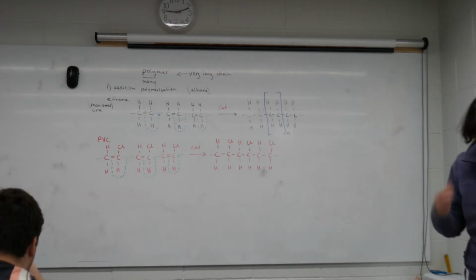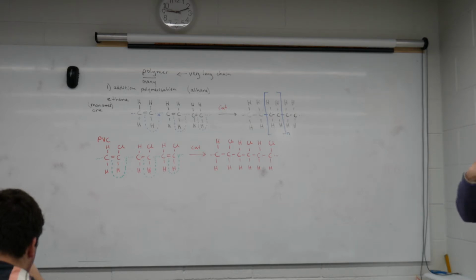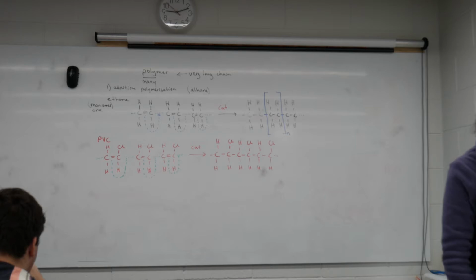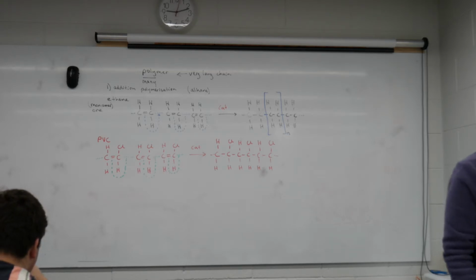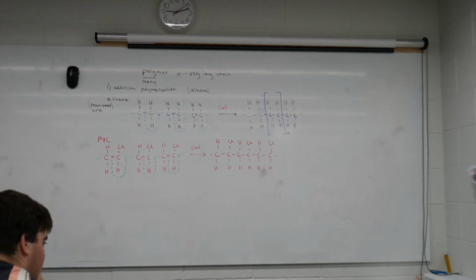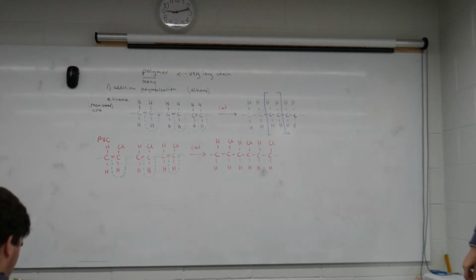Because the other kind of polymerization that we need to look at is perhaps a little bit more complicated. And this is when we form polyesters. So polyesters are on page 51. So I'll get you to turn to page 51.